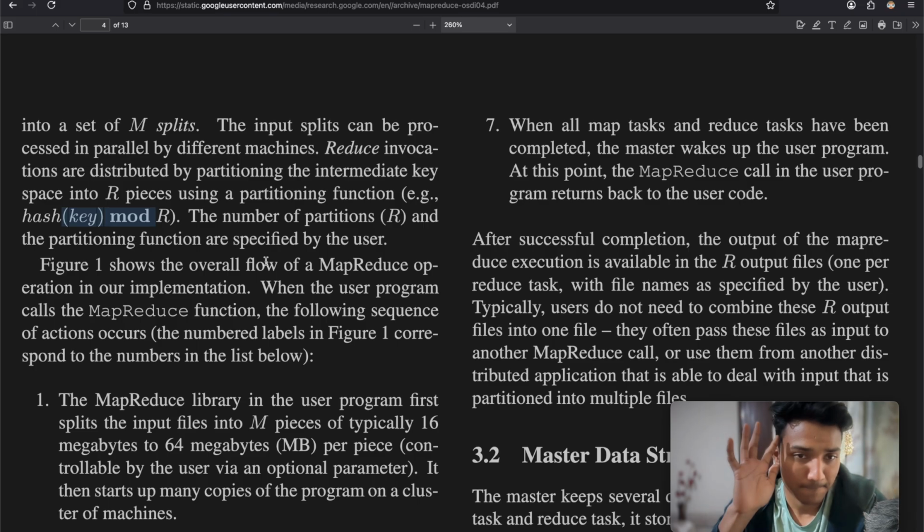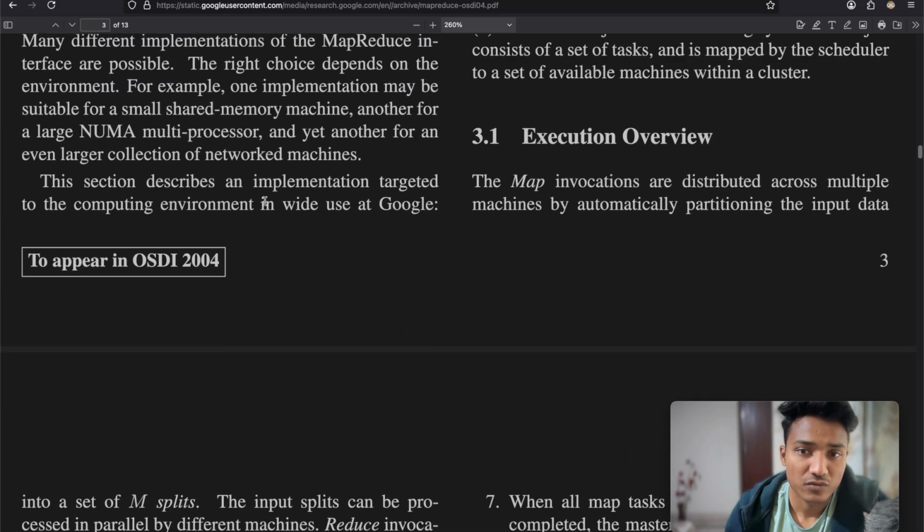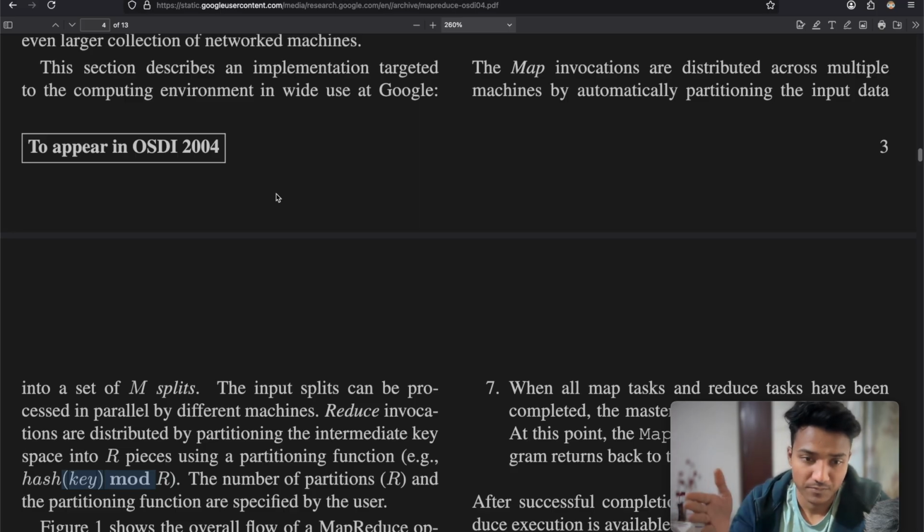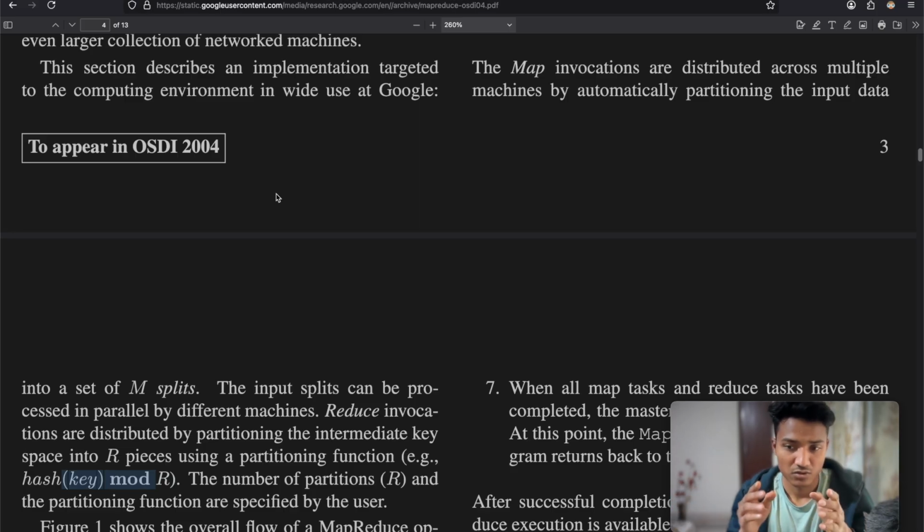So let's recap. First, the map invocation, basically the map function, is distributed across multiple machines. We take the input data and split it into M splits, and that can be done automatically. So let's say we have some data, it splits, and then we map it to different machines and run it in parallel on different machines.